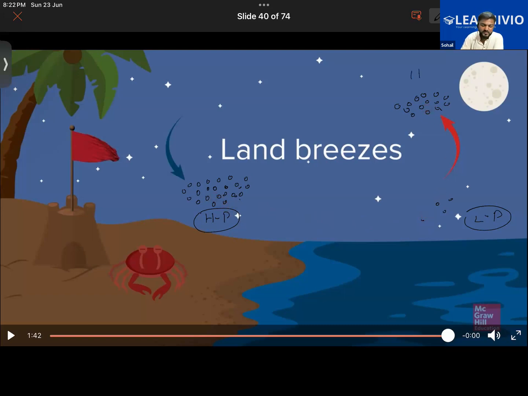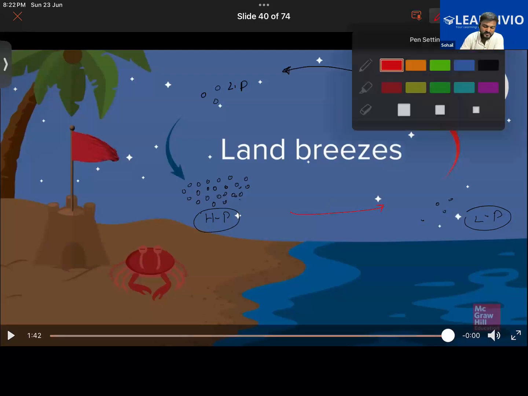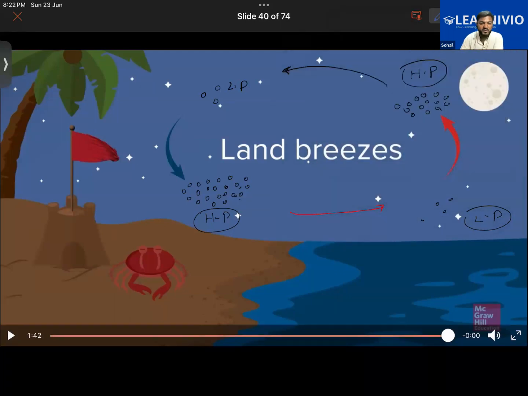And now here the pressure is high because of more air molecules, and here there are fewer air molecules, so low pressure. So higher up in the sky also it would be moving from water towards the land, and this leads to a cycle, a convection current. So where a cycle of flow would be taking place from the land towards the sea, that is called a convection current, and this is basically land breeze.